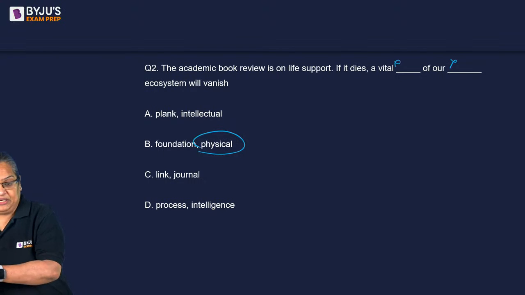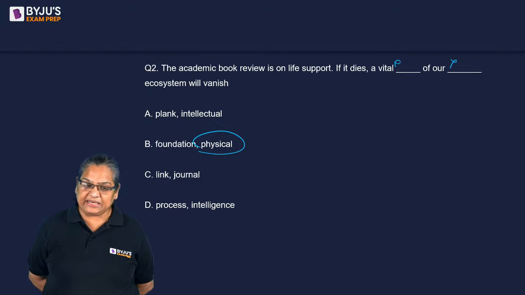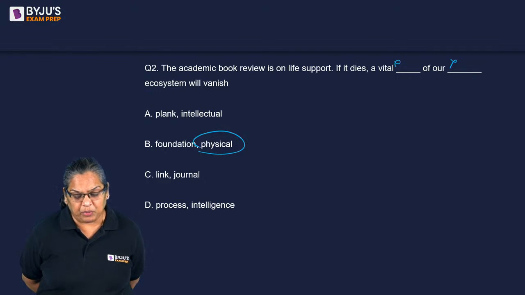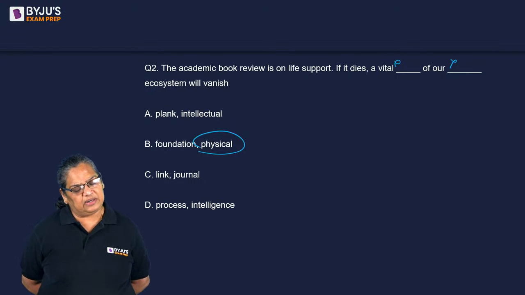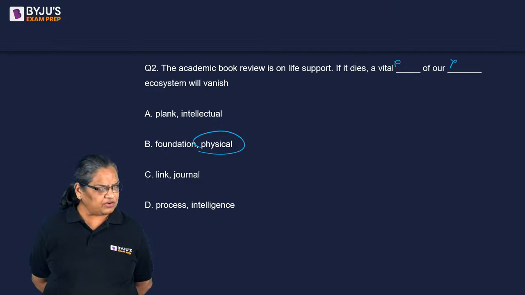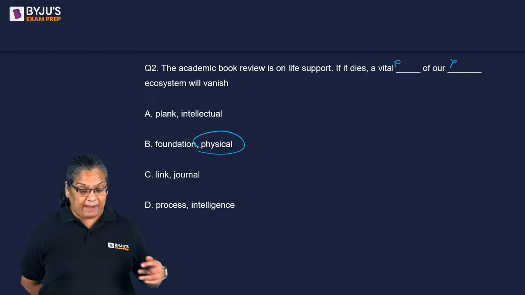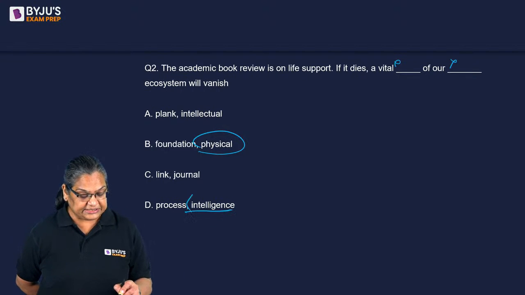How will that happen? Tell me. Not happening. B doesn't complete the sentence. What is he trying to say? If academic book review dies, something will happen to the ecosystem. Academic book review is related to academic books, not fiction, not novels, not pulp fiction. So what would happen? Intelligence ecosystem with intelligence act.